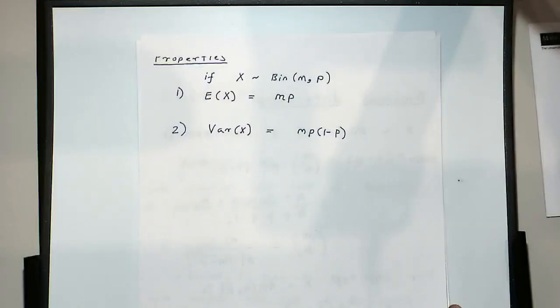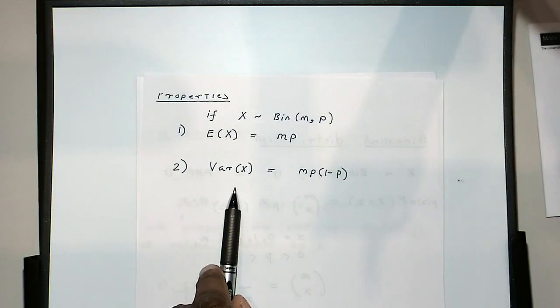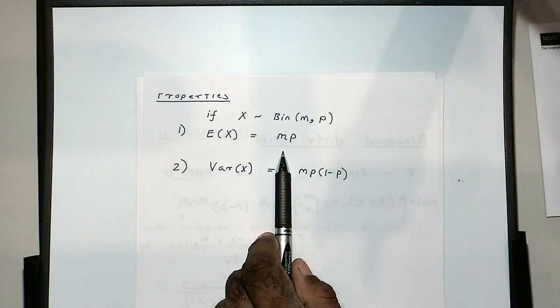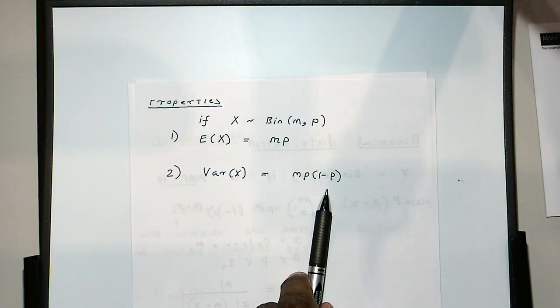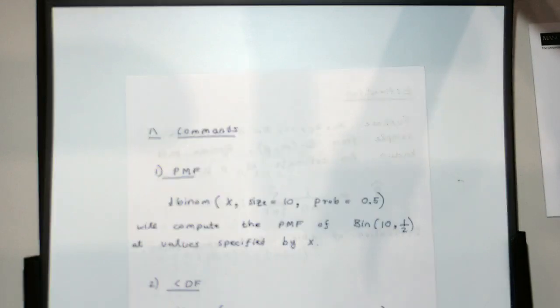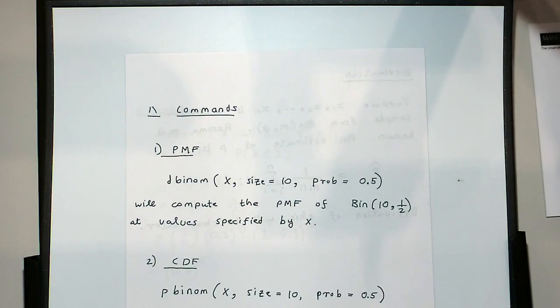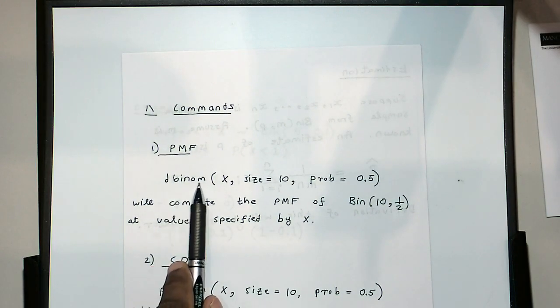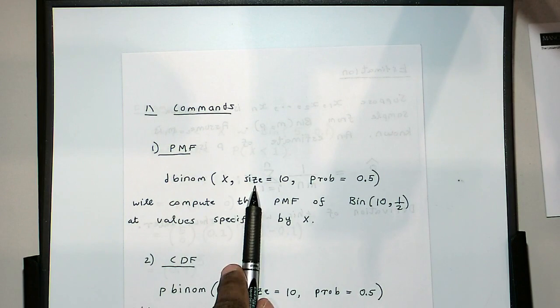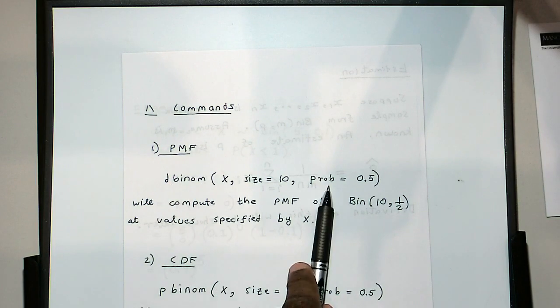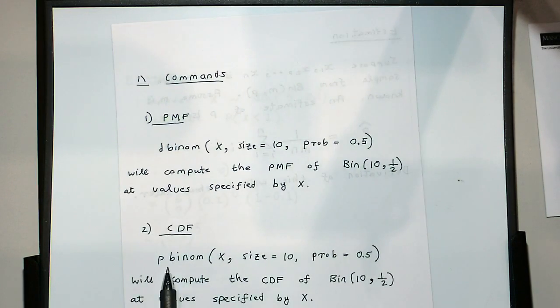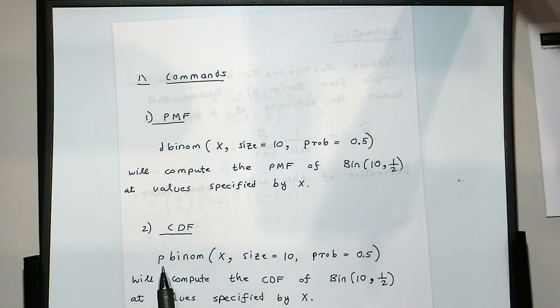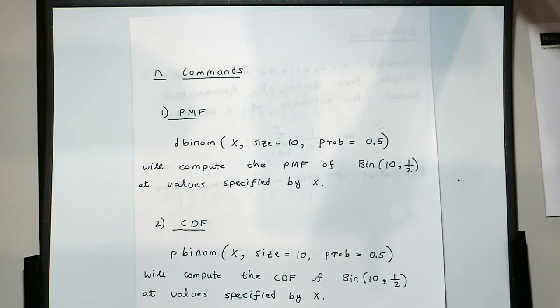These are two properties of a binomial. The mean and the variance are given by mp and mp times 1 minus p, right? The R commands: the command for computing the PMF of a binomial is dbinom, where size denotes the value of m, probability denotes the value of p, right? And the command for computing the CDF of a binomial is pbinom, P-B-I-N-O-M, right?